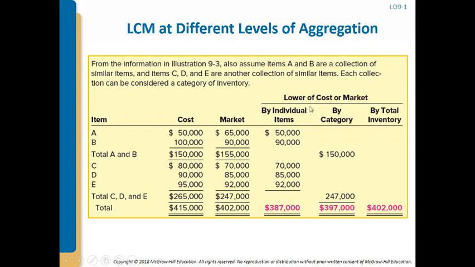So really, how you want to do this is up to management, because any of these are acceptable. Again, once you begin either by individual items, by category, or inventory, once you pick one of those options, you have to consistently apply them over periods in the future.